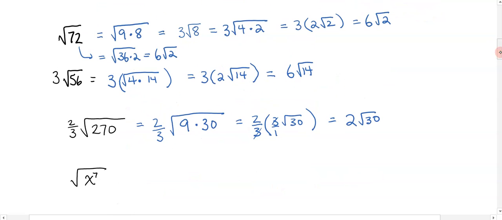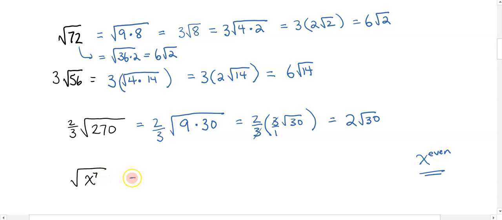I can do it with variables. Okay, what is the biggest perfect square that divides into x to the 7th? Well, remember last day we learned that even powers are perfect squares. So even exponents, I should say, are perfect squares, because if it's even, I can break it into 2 equal groups.